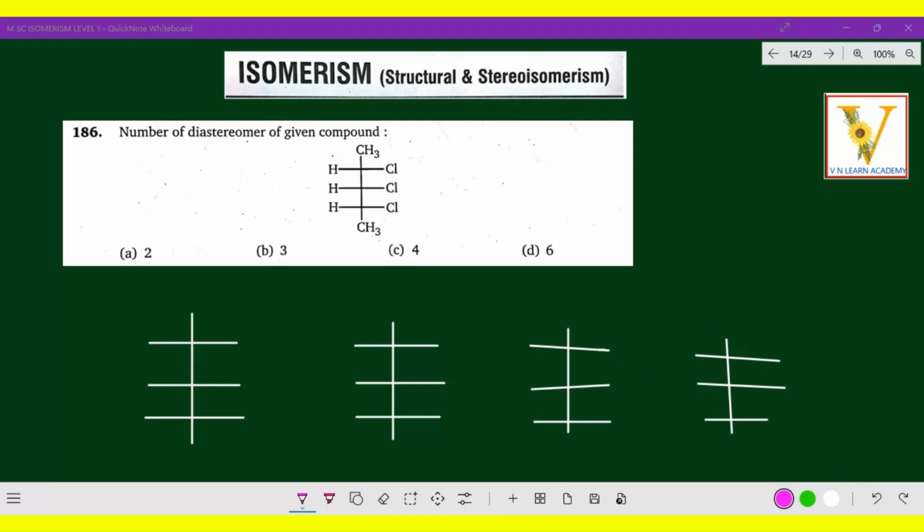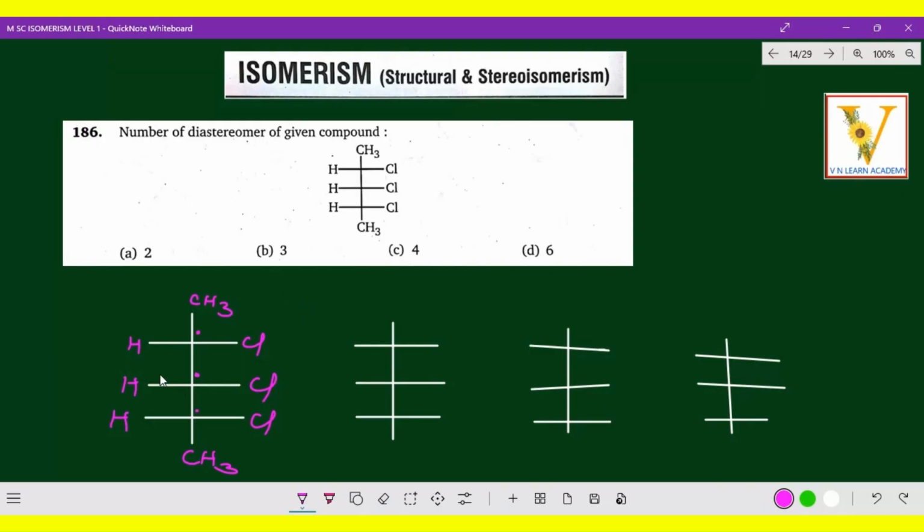The next question: the number of diastereomers of the given compound. Here we have CH3, CH3, and here also CH3 and H, and here Cl, H, Cl, and here H, Cl. Diastereomers are simply a different spatial arrangement; they are not mirror images at all. A minimum of 2 chiral centers is needed, and here 3 chiral centers are available.